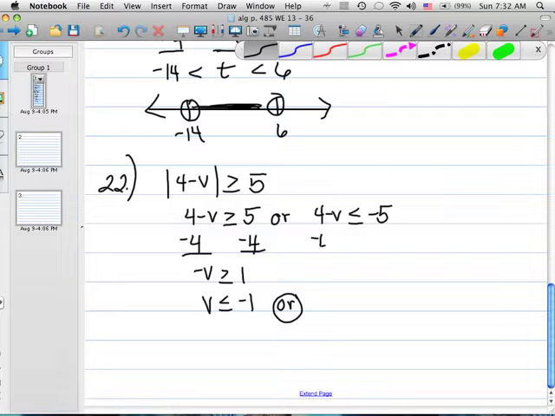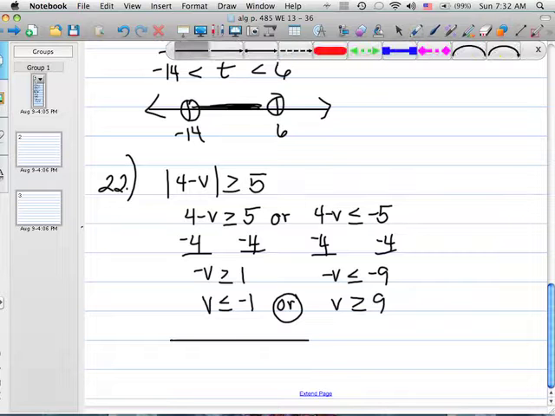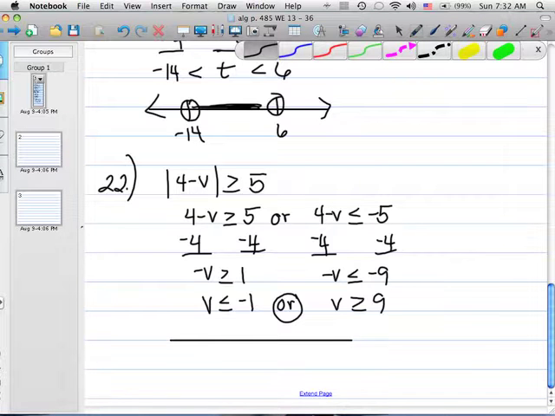Here, subtract 4 from both sides, and we get negative v is less than or equal to negative 9. We have to make this positive, so we're going to multiply by negative 1, so v, turn the inequality, is greater than or equal to positive 9. Graphing this, we get our Egyptian dance. So negative 1 and 9, v is less than or equal to negative 1, solid circle shaded to the left, solid arrow.